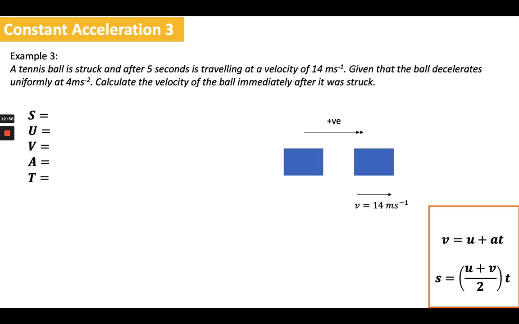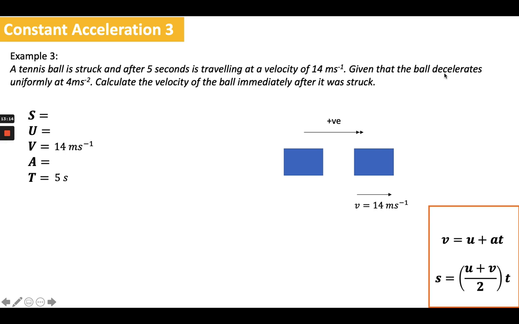Tennis ball is struck, and after 5 seconds, so 5 seconds is the time, is travelling at a velocity of 14 meters per second. So V is 14 meters per second. It says, given that the ball decelerates uniformly at 4 meters per second squared, calculate the velocity of the ball immediately after it was struck.